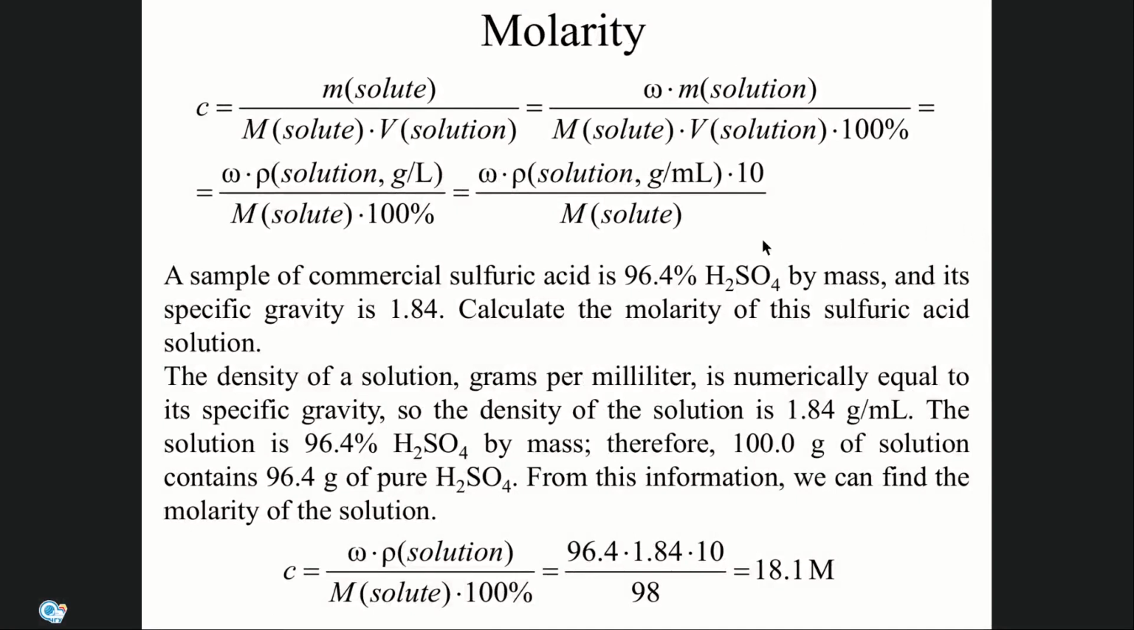By using this formula, it's easy to calculate the molarity of sulfuric acid by using percentage by mass, density, and molar mass of sulfuric acid. So the molarity of this commercial sulfuric acid is approximately 18 mol per liter.